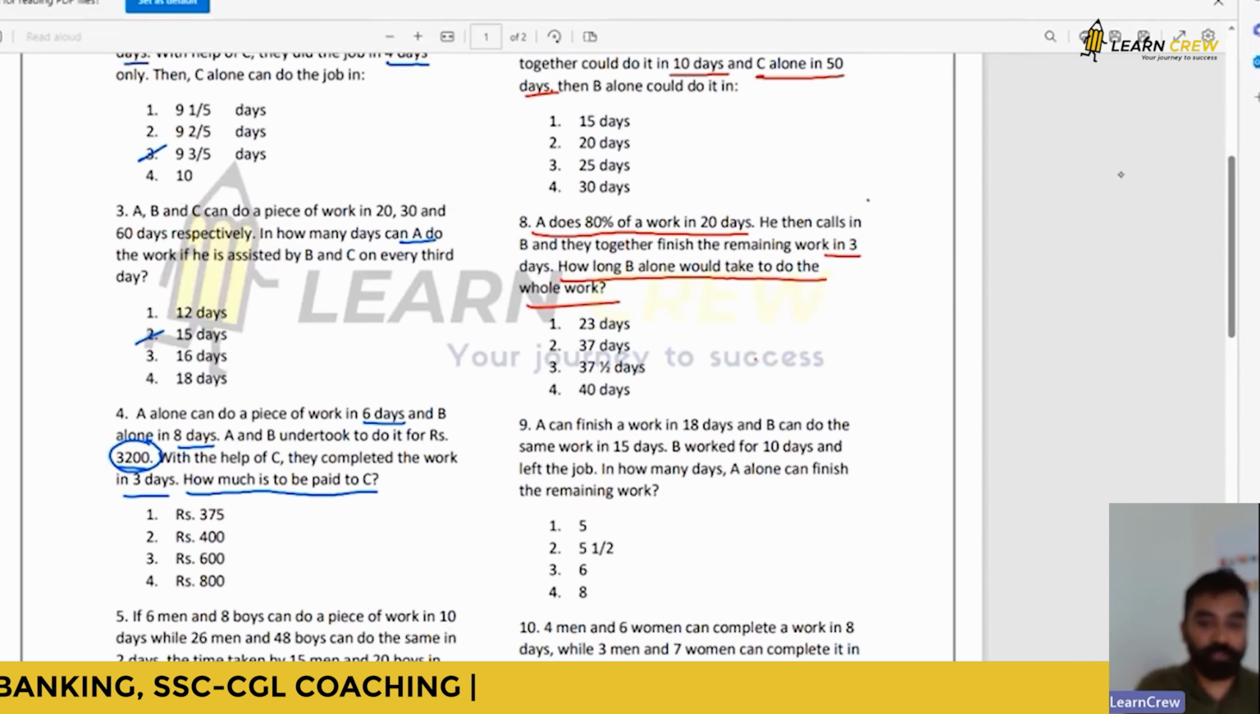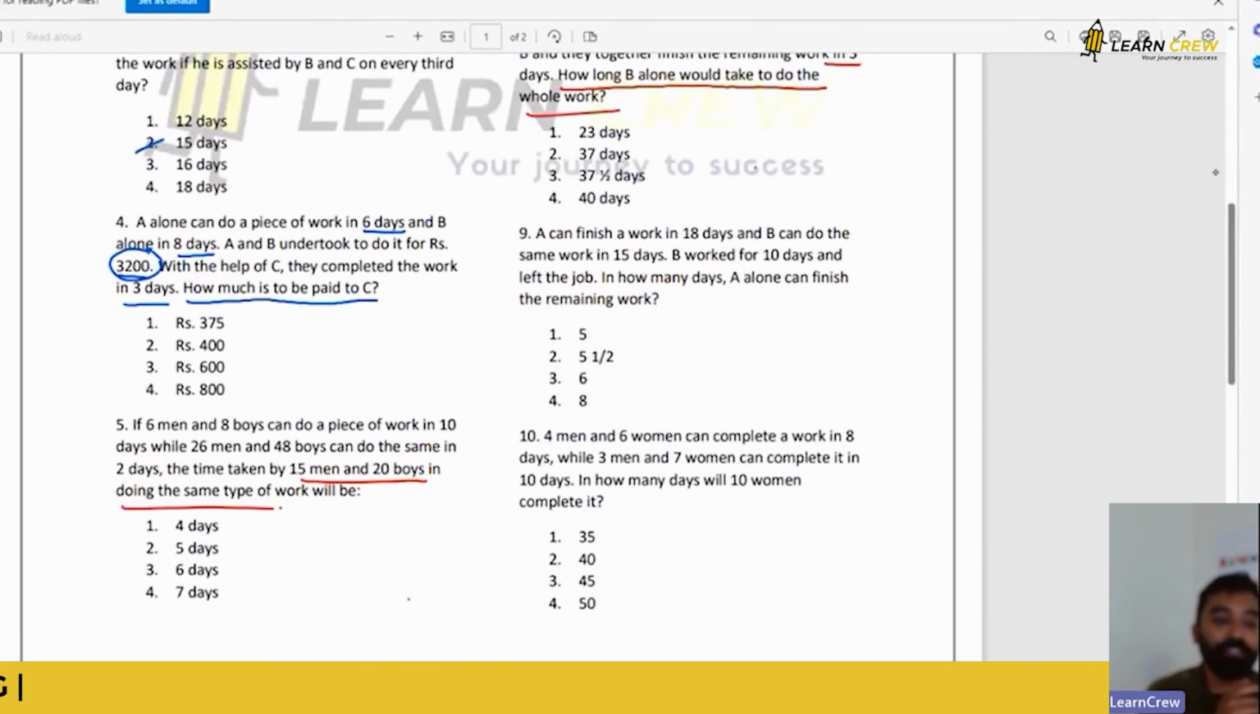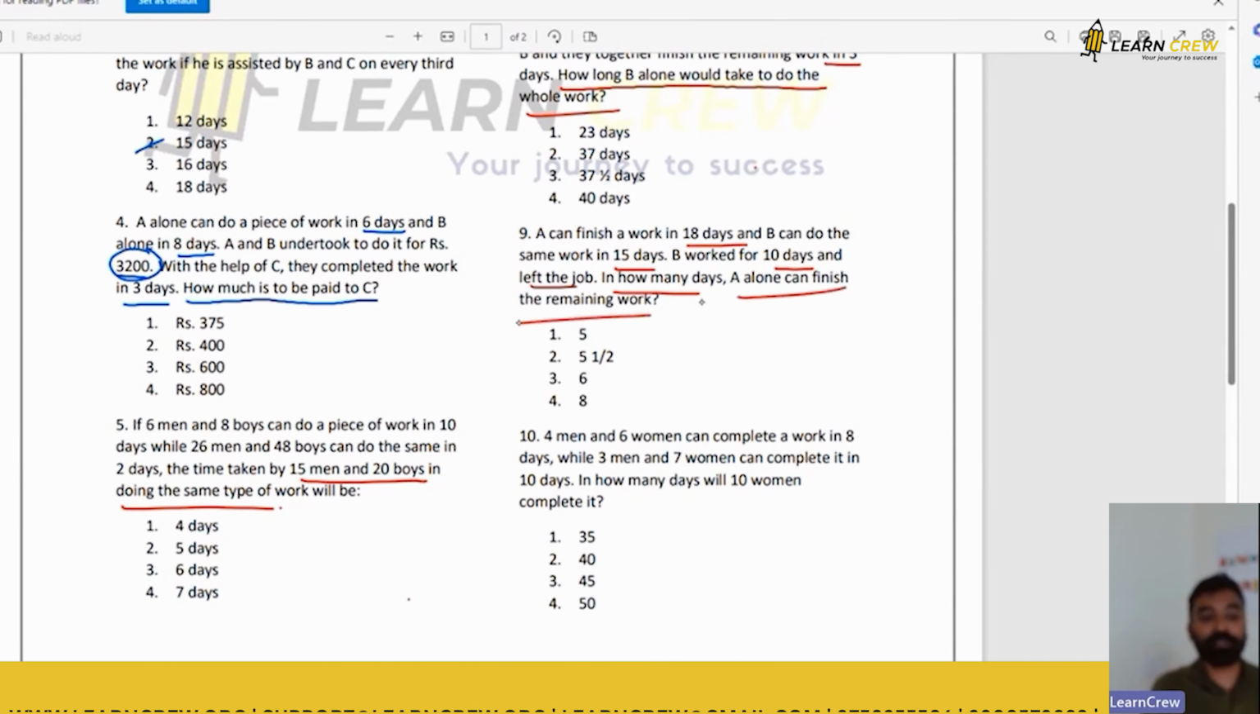Okay. Now go with the 9th one. A can finish a work in 18 days. B can do the same work in 15 days. B worked for 10 days and left the job. Okay. In between, he has left the job. So in how many days can A alone finish the remaining work?